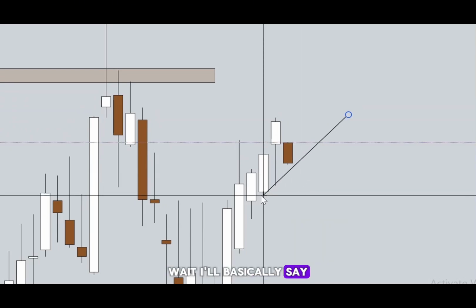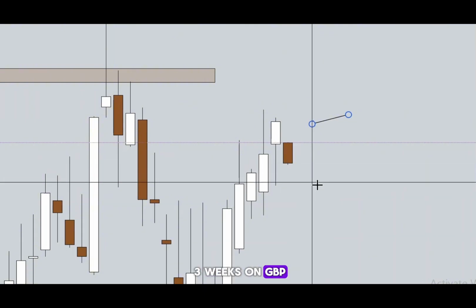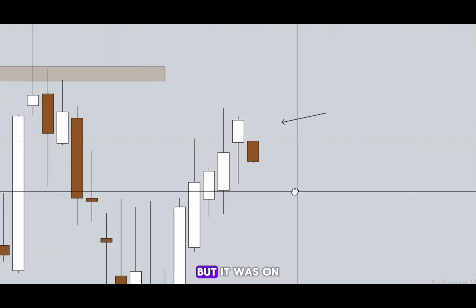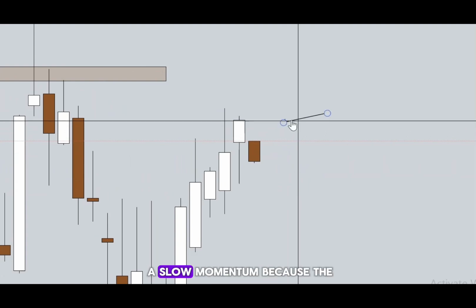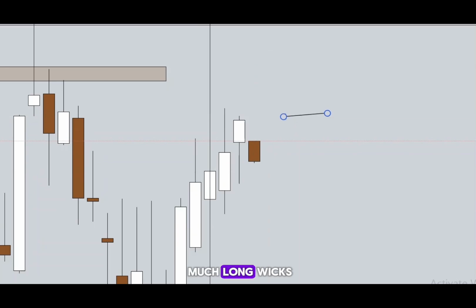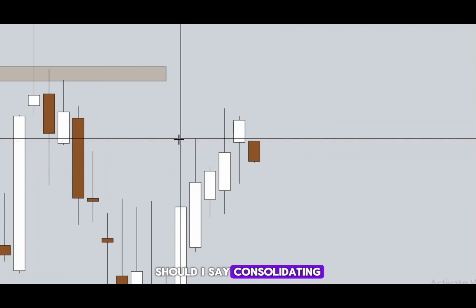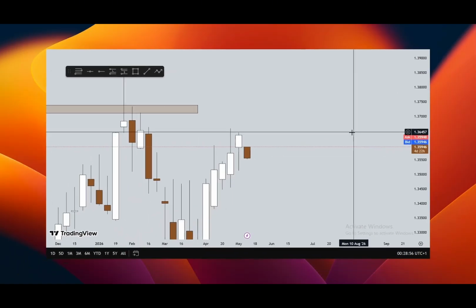The previous week was also weird. I'll basically say that over the last 2 to 3 weeks on GBP USD, the market moved higher, but on a slow momentum because the candles had so many long wicks, so it was a consolidating momentum.